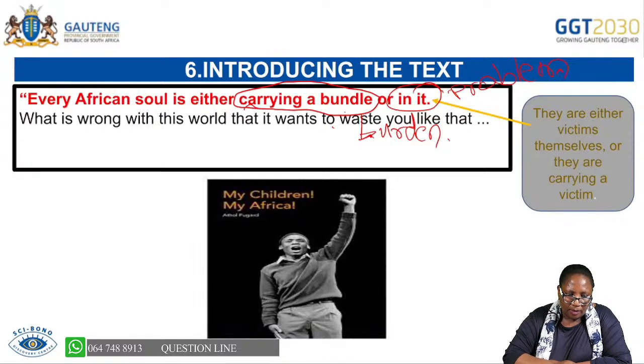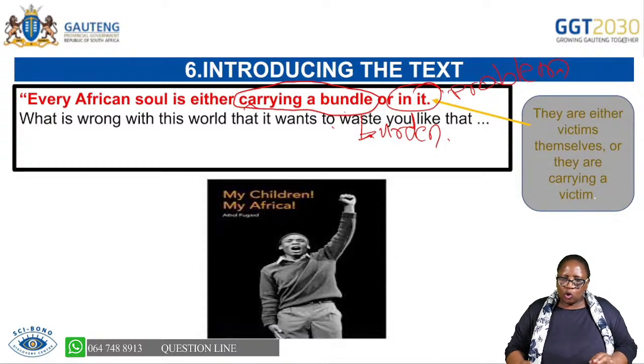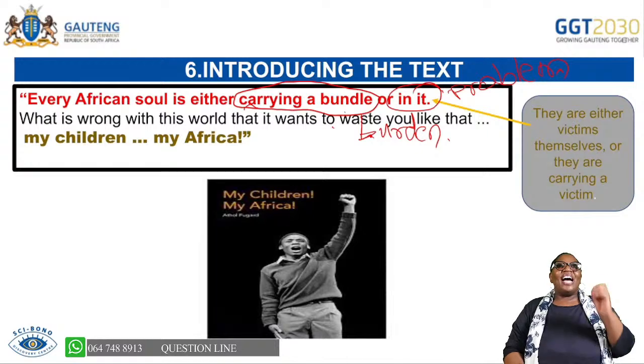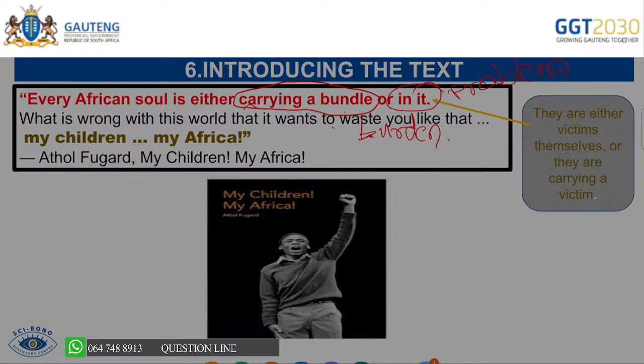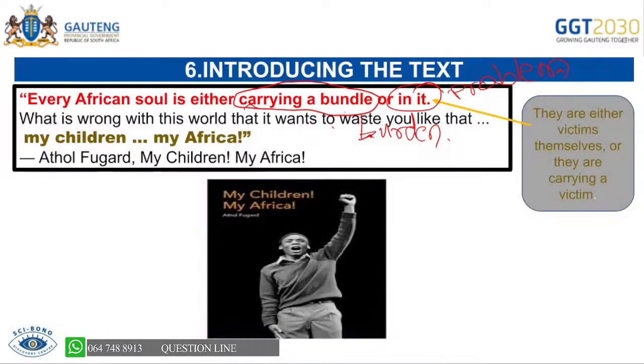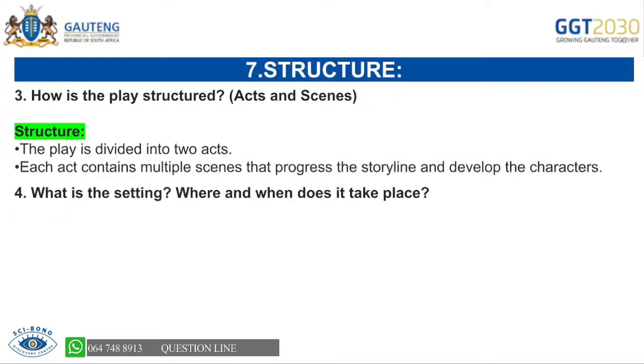What is wrong with this world that it wants to waste you like that? My children, my Africa. So that's what Mr. M says. Every African soul is either carrying a bundle or in it. What is wrong with this world that it wants to waste you like that? My children, my Africa. Okay. And that is written by who? By Athol Fugard.